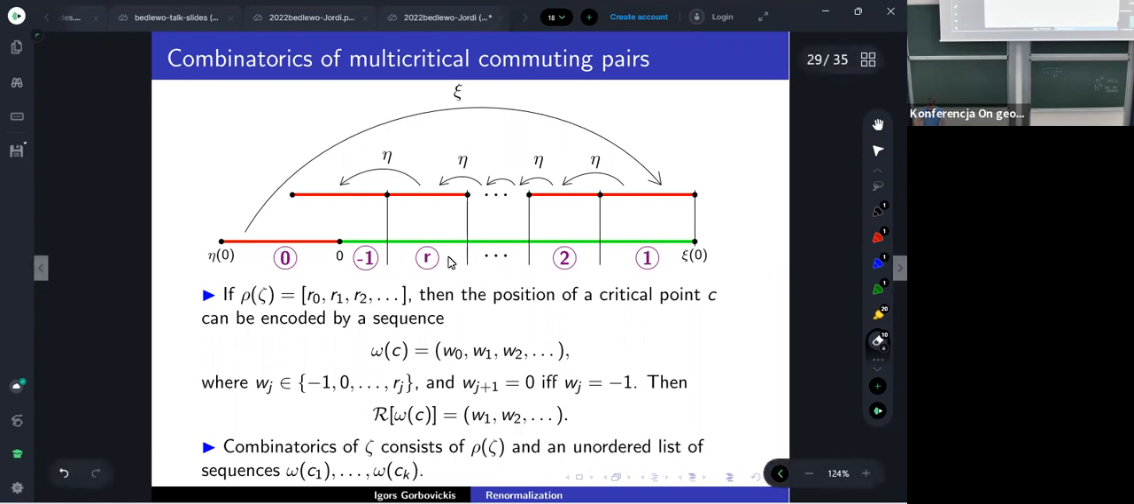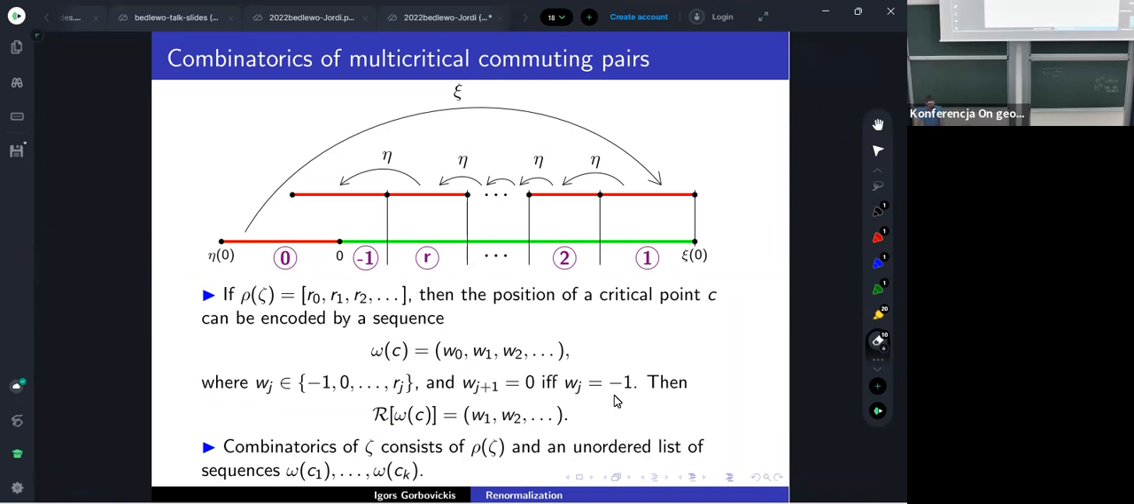And then we renormalize, and we can again consider a similar splitting, a similar picture, and again look at in which subinterval the critical point falls after renormalization, and then we can collect this sequence of intervals. So in other words, if the rotation number is R0, R1, R2, and so on, then the itinerary of a critical point can be described by a sequence of numbers where each Wj is from the set -1, 0, and so on up to Rj. And the renormalization procedure imposes some restrictions. So Wj+1 is equal to 0 if and only if Wj, the previous one, is equal to -1.